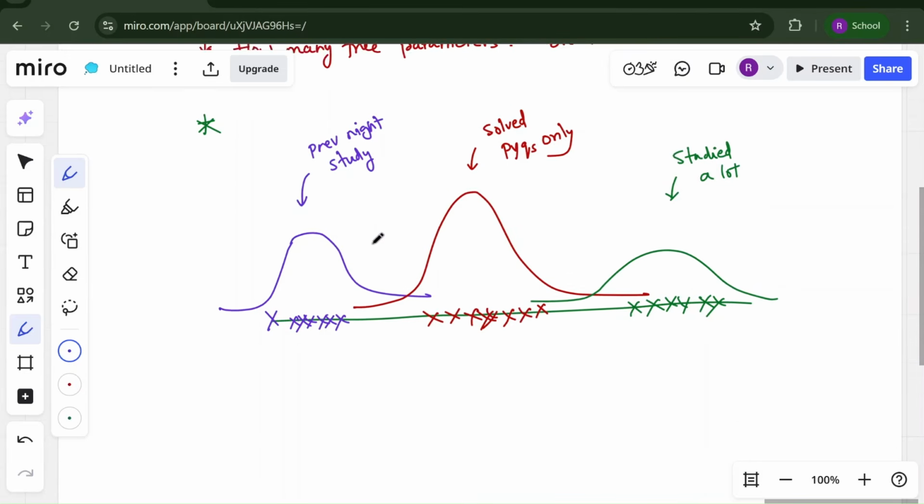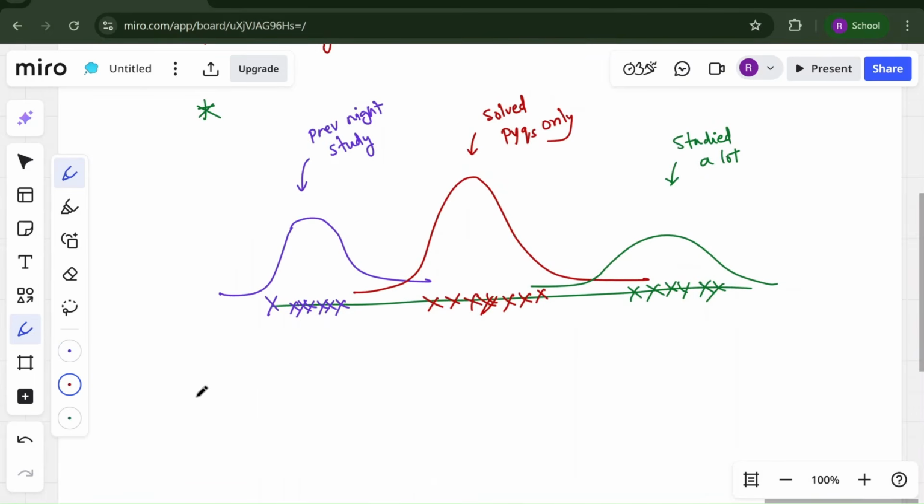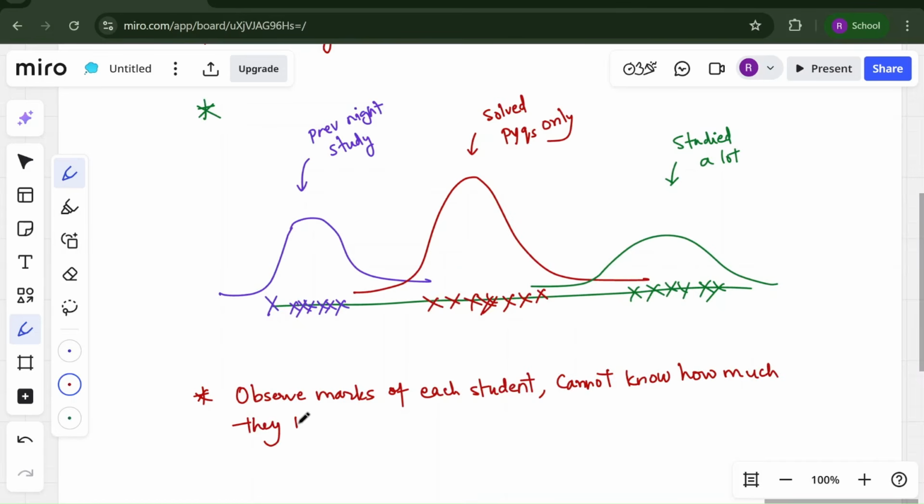Now, what is the idea? The idea is that you can observe the marks of each student, but you cannot know how much they have studied. Okay.